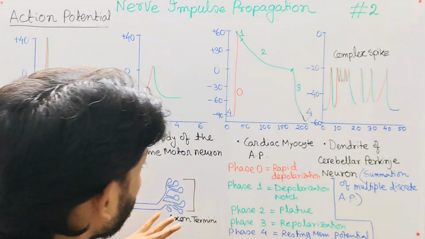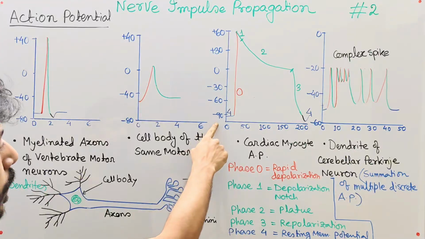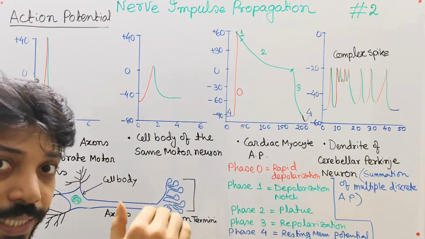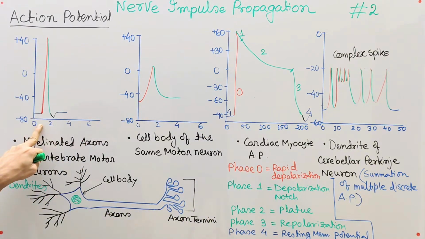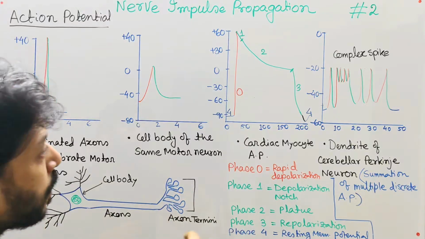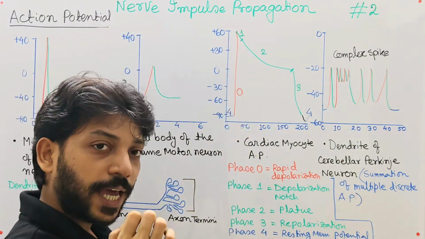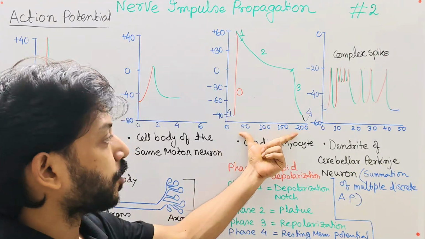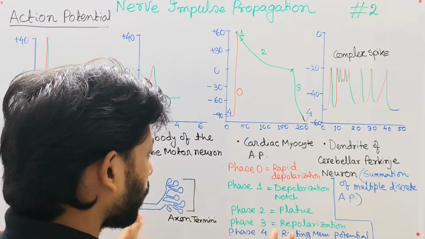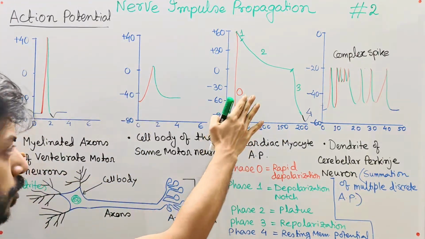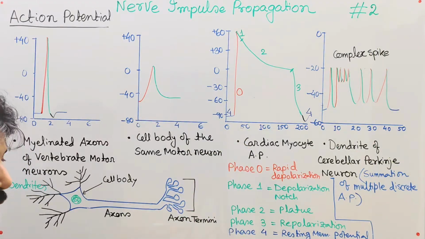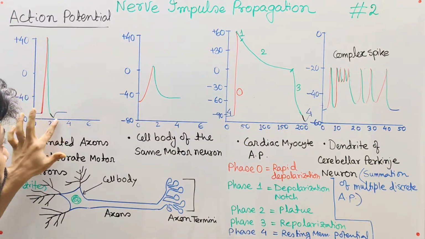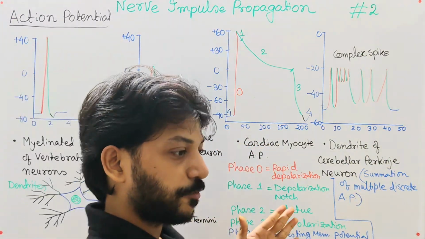So if you see, the resting membrane potential in case of cardiac myocyte is approximately minus 70 millivolt. The peak of the amplitude of this cardiac myocyte is different, and the duration of the action potential is different. But basically, these two graphs also show depolarization, repolarization, hyperpolarization, resting membrane potentials, but in different phases.